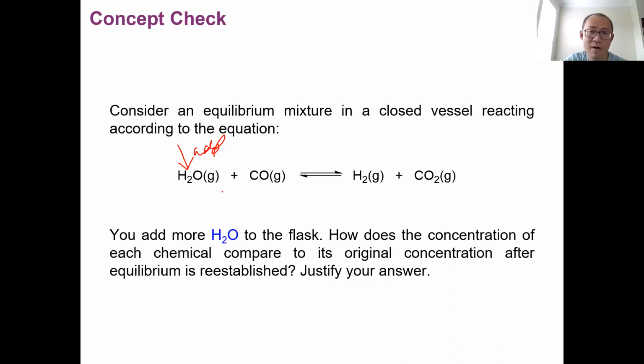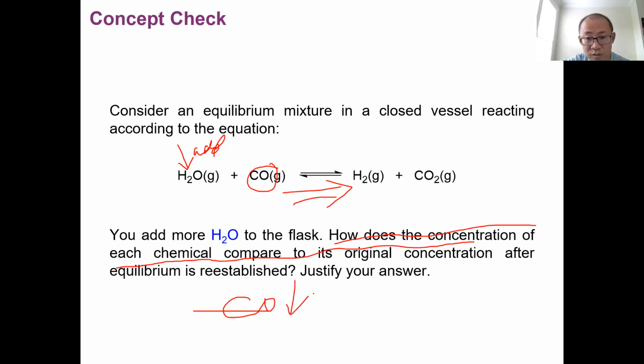Okay, add water. When you add water, we know water is a what? Reactant. So we know the equilibrium will shift to the right to take away some of the water added. Now, how does the concentration of each chemical compare to the original? When the equilibrium shifts to the right, some CO will be consumed. So the CO concentration will decrease, because CO is consumed.